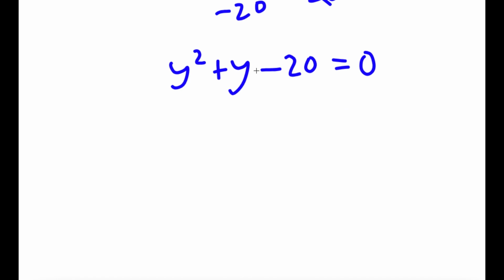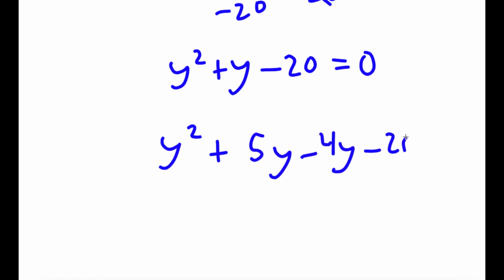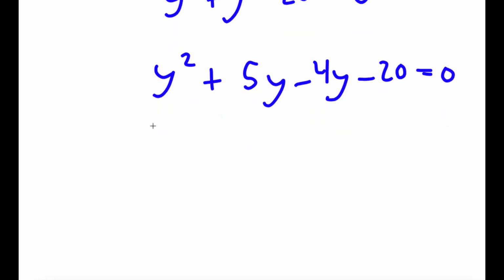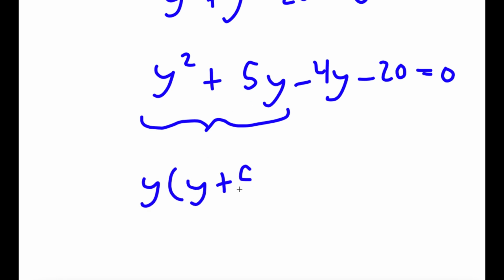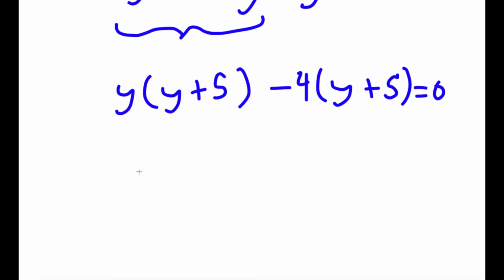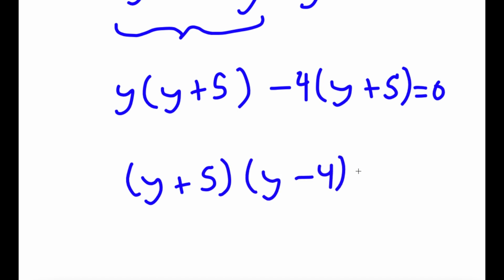So now all we have to do is simply factor this out. Y is the same thing as 5y minus 4y. So now I'm going to factor by grouping. So first, from y squared plus 5y, I'm going to factor out y. So I get y times y plus 5. Minus from 4y minus 20, I'm going to factor out negative 4. So I get negative 4 times y plus 5 is equal to 0. So now if I factor out y plus 5, I get y plus 5 times y minus 4 is equal to 0.